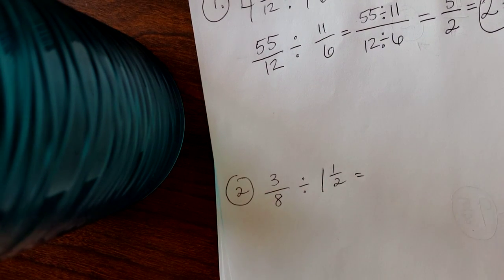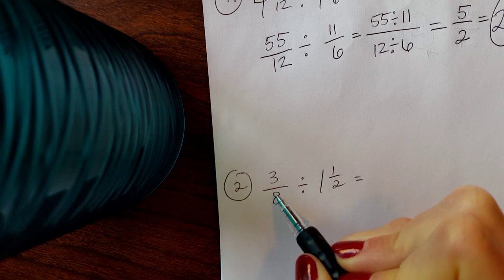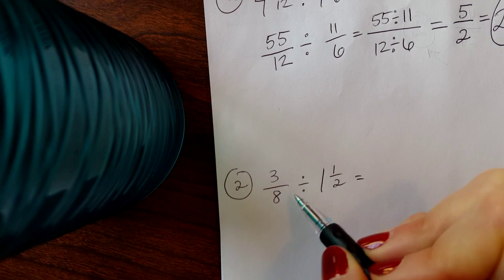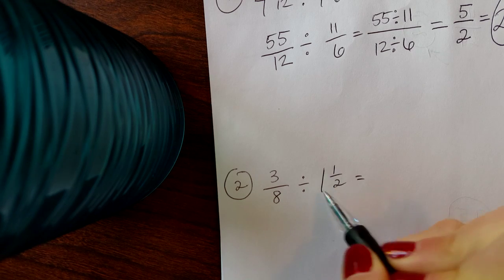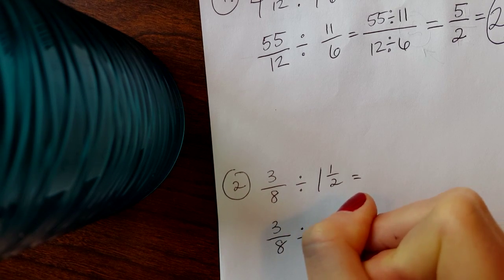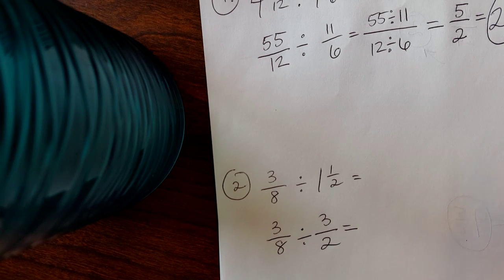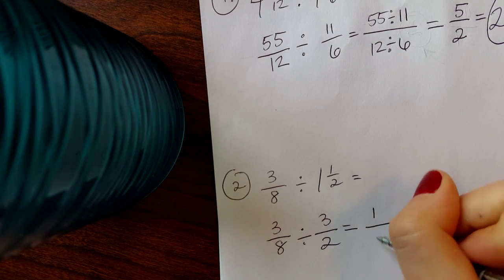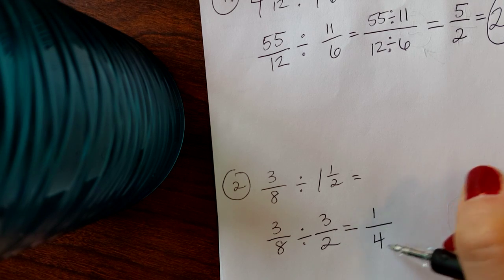3/8 divided by 1.5. All right, so we would convert this to an improper fraction if we needed to, but 3/8 is already a proper fraction. We don't need to convert it at all, but we can convert 1.5 to 3/2. So our new problem looks like 3/8 divided by 3/2. Let's try dividing across. 3 divided by 3 is 1. 8 divided by 2 is 4. We don't need to convert or reduce or simplify.